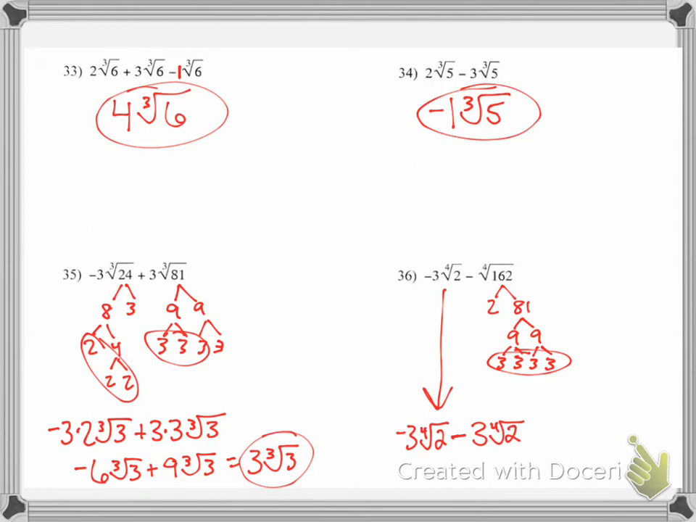Now I'm able to subtract these together because they both have a fourth root of 2. Make sure not to make a goofy math mistake here. It's not 3 minus 3. It's negative 3 minus 3. This is going to become negative 6 times the fourth root of 2.